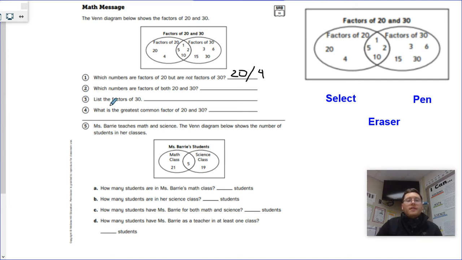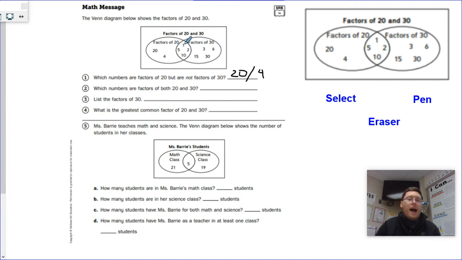All right, so then let's skip number 2. Number 3, list the factors of 30. So I've got to list all the factors of 30. Now, some of you are like, oh, just everything in this box. Well, that's not all the factors of 30. Remember, these in between are shared between 20 and 30. So I have to do both.